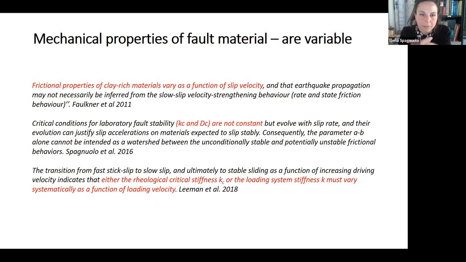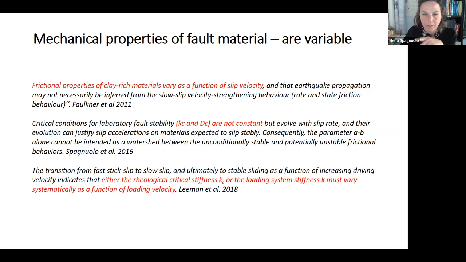This is some recent literature. One is the paper by Faulkner immediately after Tohoku, so 2011. This group of people, in the running experiment, derived the concept that frictional properties of clay-rich material vary as a function of slip velocity. Then also in our laboratory, we derived a similar conclusion: that Kc and Dc, which determine the stability criterion, are not constant but evolve with the velocity.